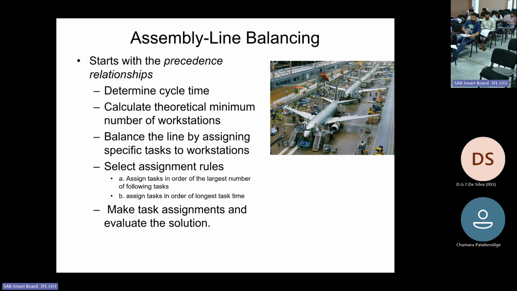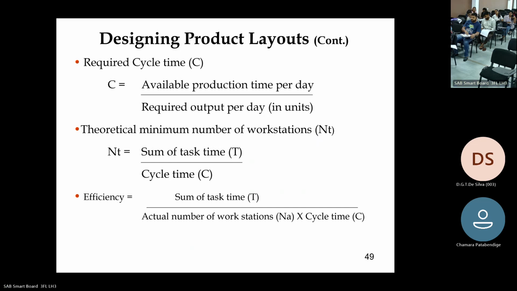Start with precedence relationships. You will understand what it is. Simply step by step, sequential steps. And then we determine the cycle time. You should know what it is. That is the speed of the process. Then calculate something called the theoretical minimum number of workstations. And for that, we have equations here. For cycle time, this is the equation in the next slide. For theoretical minimum number of workstations, this is the equation. With an example, you will quickly understand.